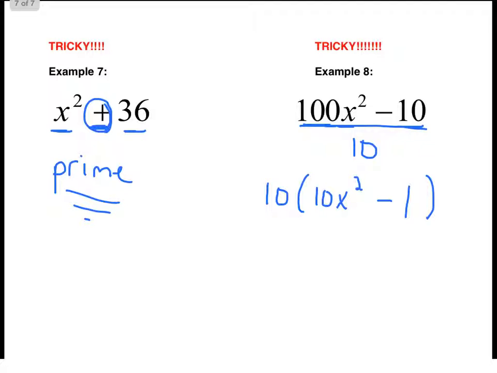Now, you should notice and take a look at this. Do you now have a perfect square? So this x squared is a perfect square, but 10 is not. 1 is a perfect square, and then you do have a minus sign. But since this is not a perfect square, there's nothing else you can do, and you are done with this particular problem because it will not factor anymore. So those are some examples of some tricky ones that you might see from time to time.